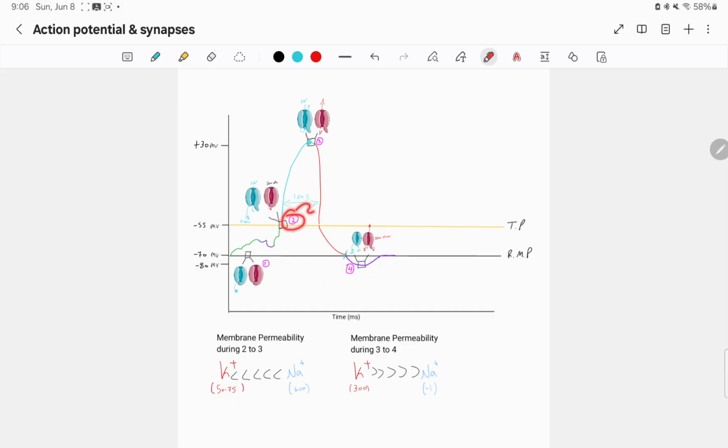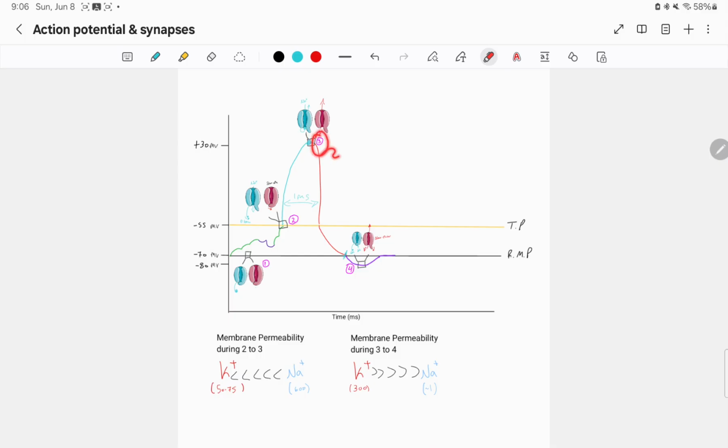From steps 2 all the way to step 3, the membrane permeability favors sodium. Why does it favor sodium? Because from steps 2 to 3, all of the sodium voltage-gated channels on the membrane are open, but the potassium voltage-gated channels are closed and are actually very, very slowly opening. Okay? So the membrane permeability from steps 2 to 3 looks something like this. The membrane is 600 times more permeable to sodium than it is to potassium. Okay?